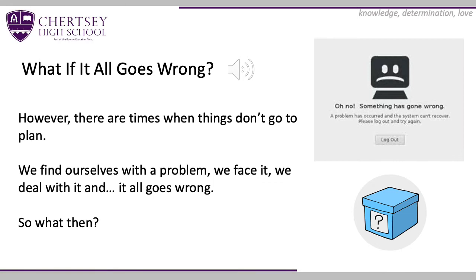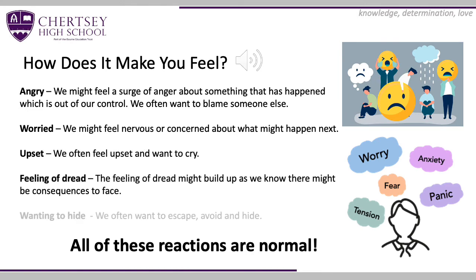But that begs the question, doesn't it? What if it all goes wrong? There are going to be times when things just don't go to plan. We find ourselves with a problem, we face it, we deal with it, and then it goes wrong. What happens then? So I'd like you to think about a situation where, maybe like the slide we've just had previously, something's gone wrong, you thought you fixed it, but it's gone wrong again.